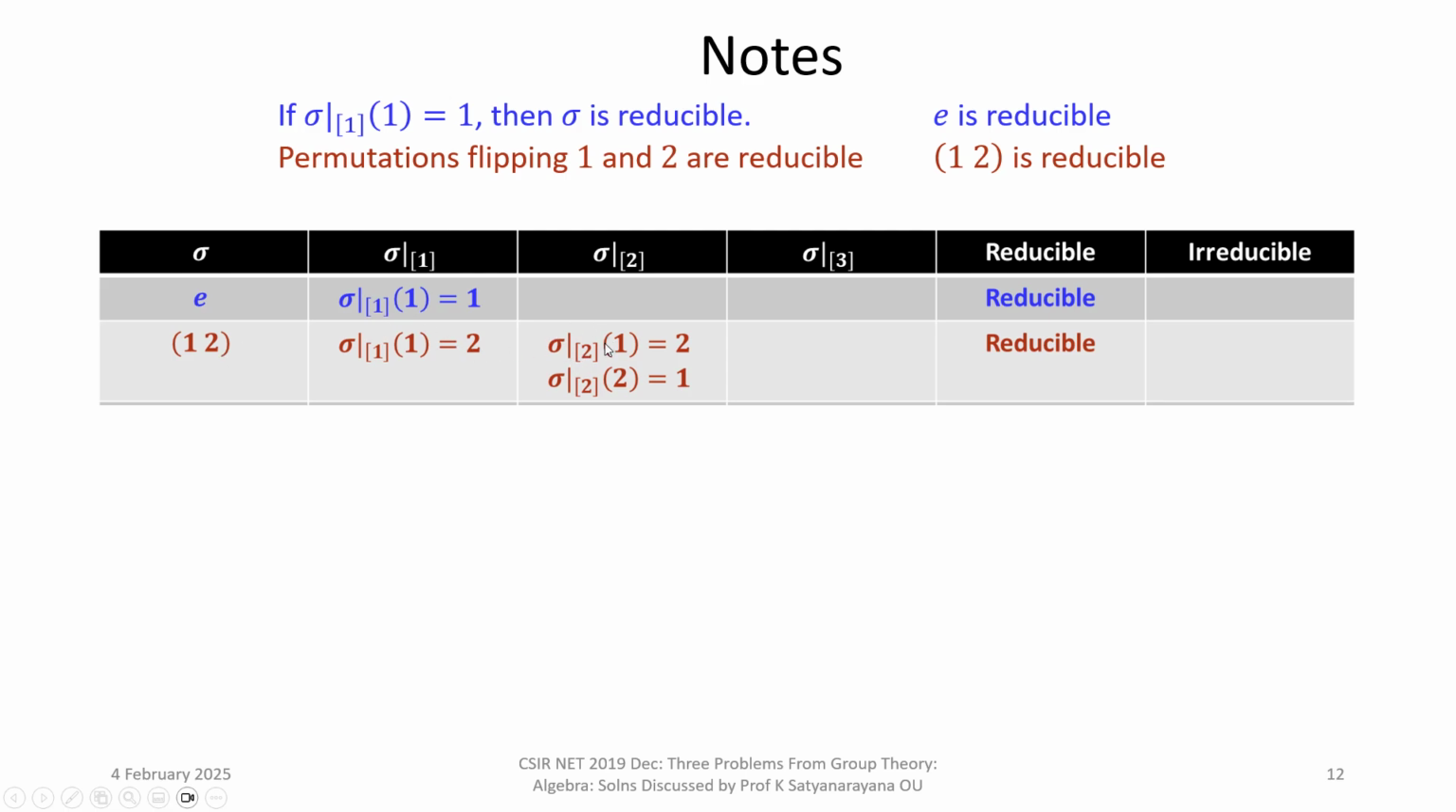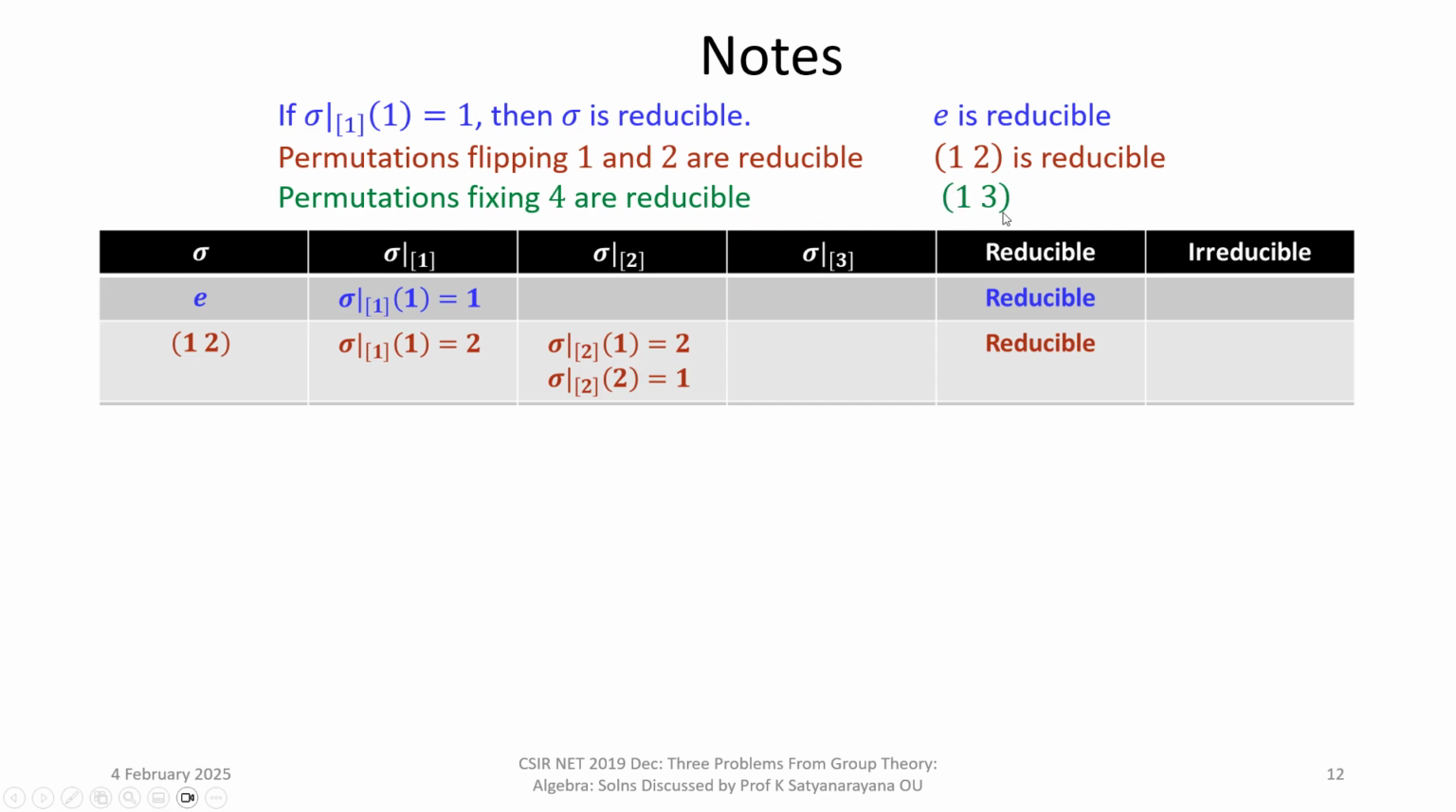Sigma restricted to bracket 2 of 1 is 2. Sigma restricted to bracket 2 takes 2 to 1. So 1 to 2, 2 to 1. So bracket 2 is mapped to bracket 2. That is, the set {1, 2} is mapped to the set {1, 2}. It's a permutation on {1, 2}. It is reducible. And the third variety is permutations fixing 4 are reducible.